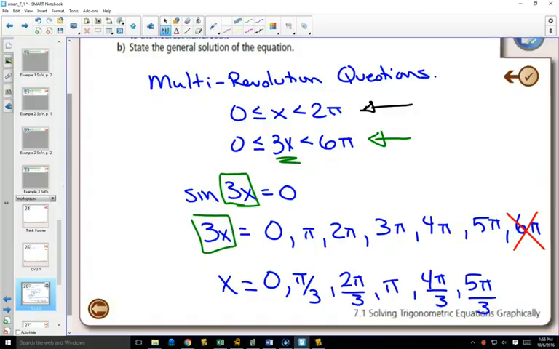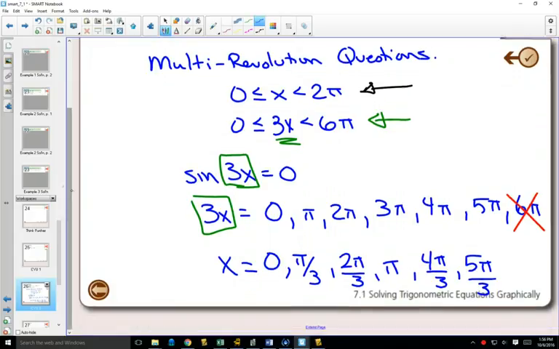So for multi-revolution questions, when you're solving between 0 and 2 pi, you multiply by whatever's inside. So if it's a 3x, you multiply by 3. If it's a 2x, you multiply by 2. And you have to go around more times than once. Find out all of those answers. Once you've found those answers, in this case, we had to divide by 3 to find out what x is equal to. So those are all the answers between 0 and 2 pi.